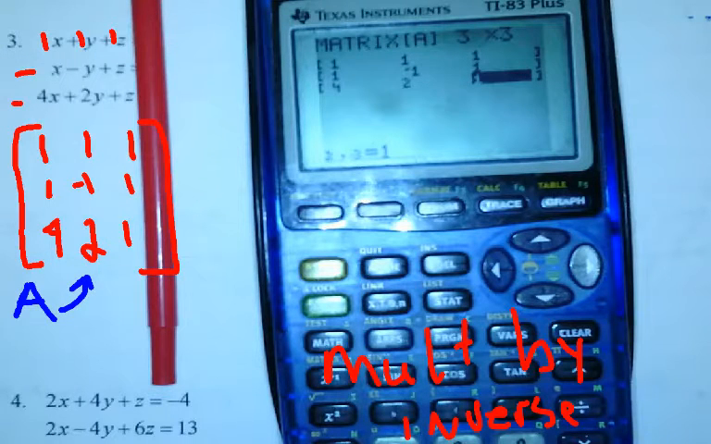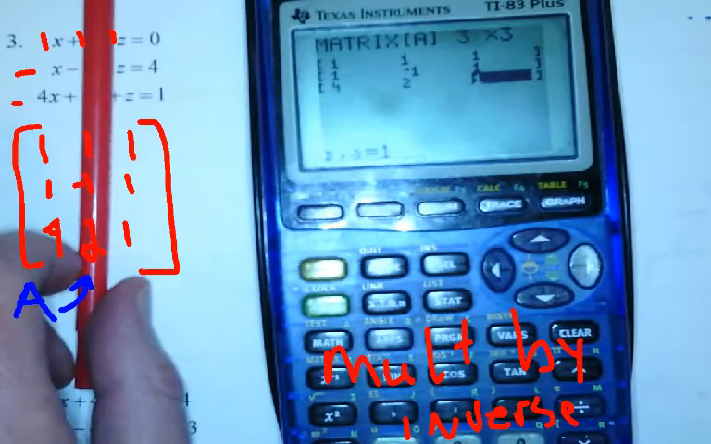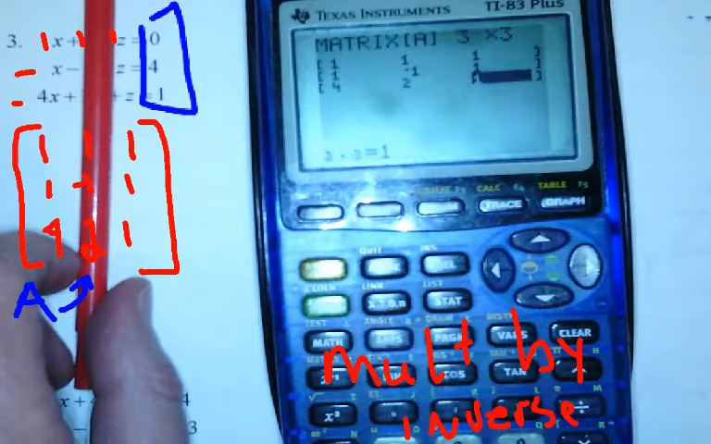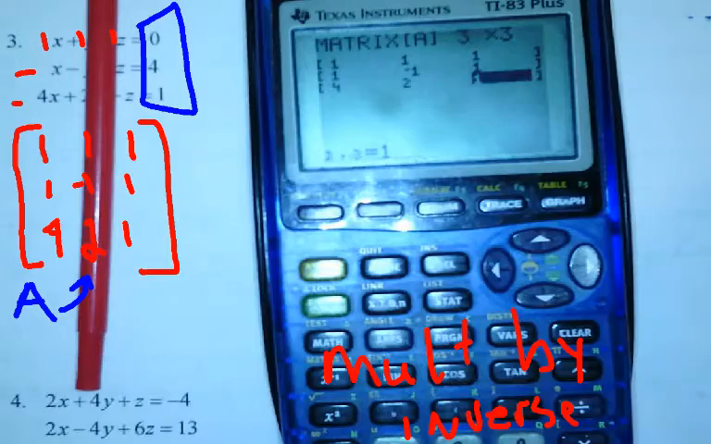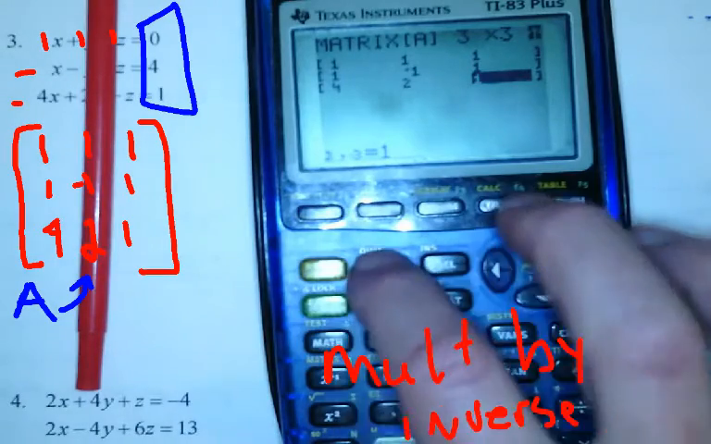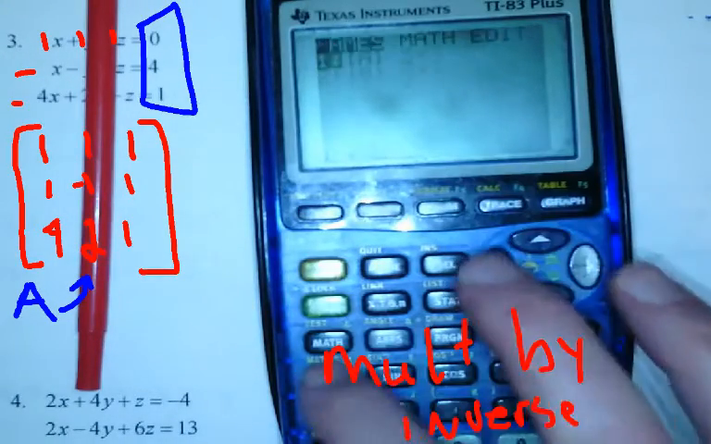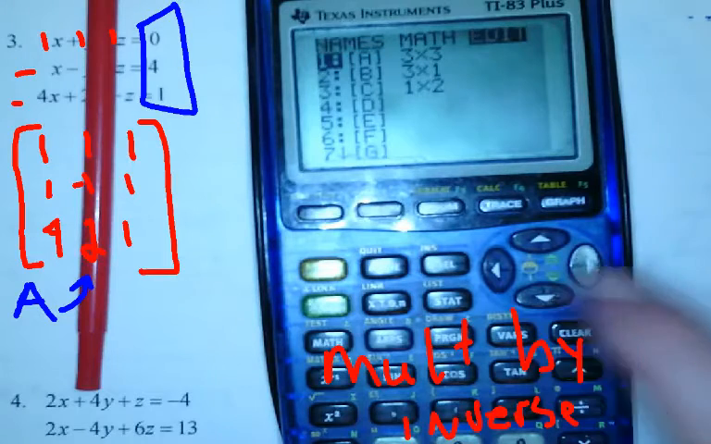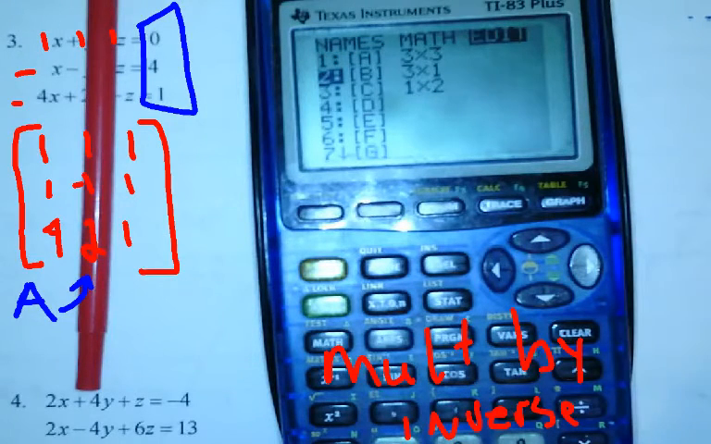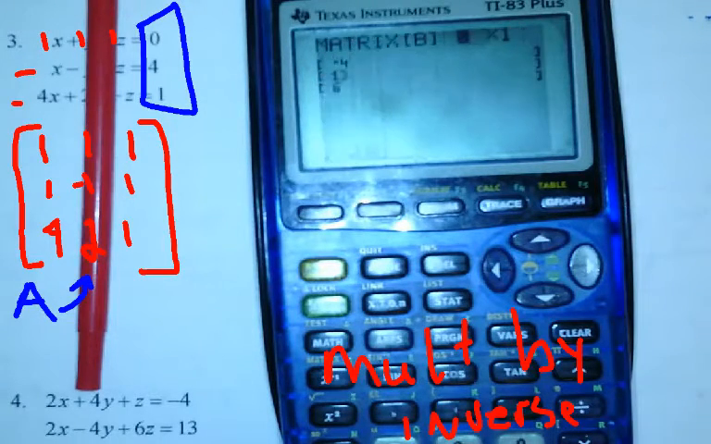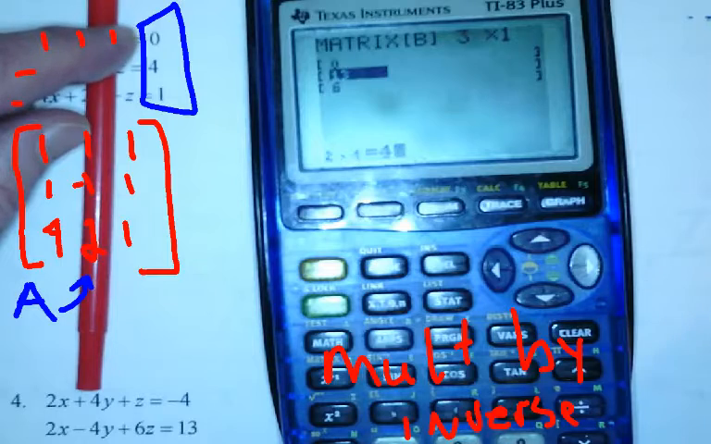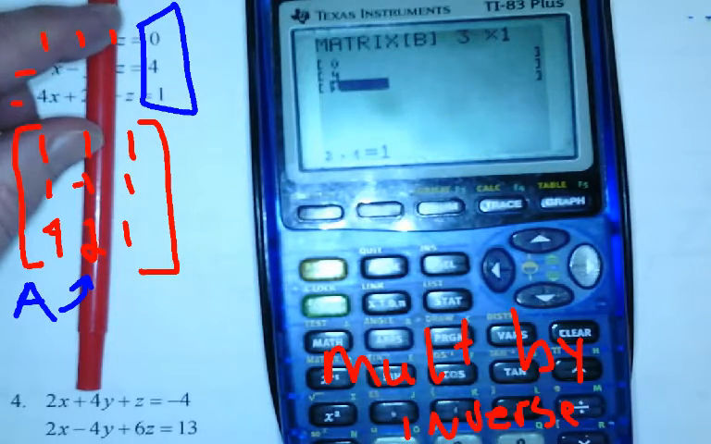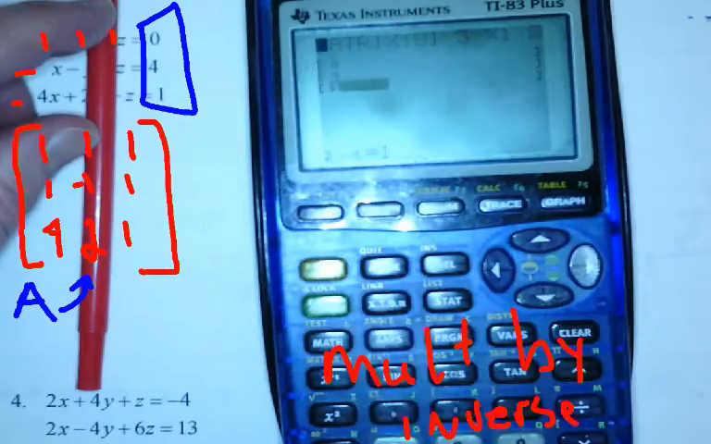Now the answer matrix, this thing right here, is going to be matrix B. Look at it. It's 3 tall and 1 wide. So I second quit, go back to my matrix button, go over to edit, and down to matrix 2, or matrix B. It needs to be 3 by 1. The numbers are 0, 4, and 1. Okay, we got them all in there.